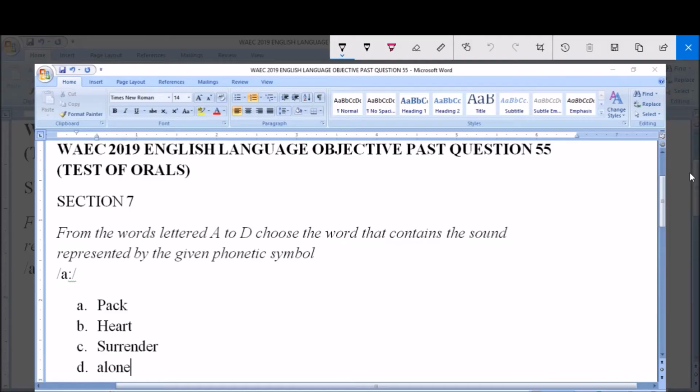Hello, I'm going to be answering WAEC 2019 English Language Objective Past Question 55 under Test of Orals, Section 7. The instruction is, from the words lettered A to D, choose the word that contains the sound represented by the given phonetic symbol. The sound given to us is the long R sound.